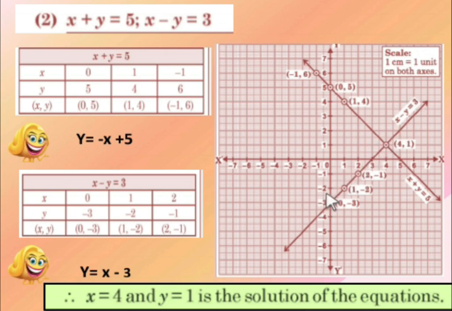1 mark for drawing one line along with the table. Half mark for writing this. I repeat, half mark for these two, 1 mark for one line with the table, 1 mark for one line with the table. So this is 2.5 plus half mark for writing the solution. The question comes for 3 marks.